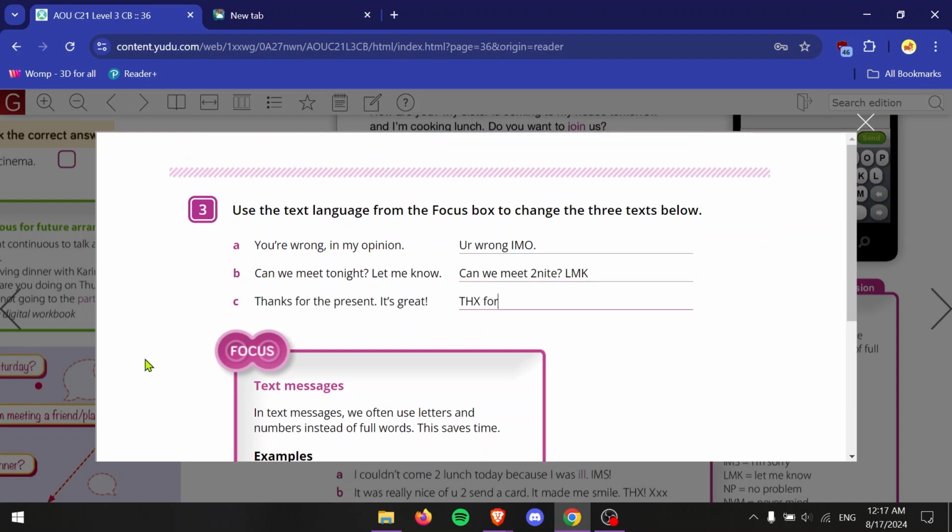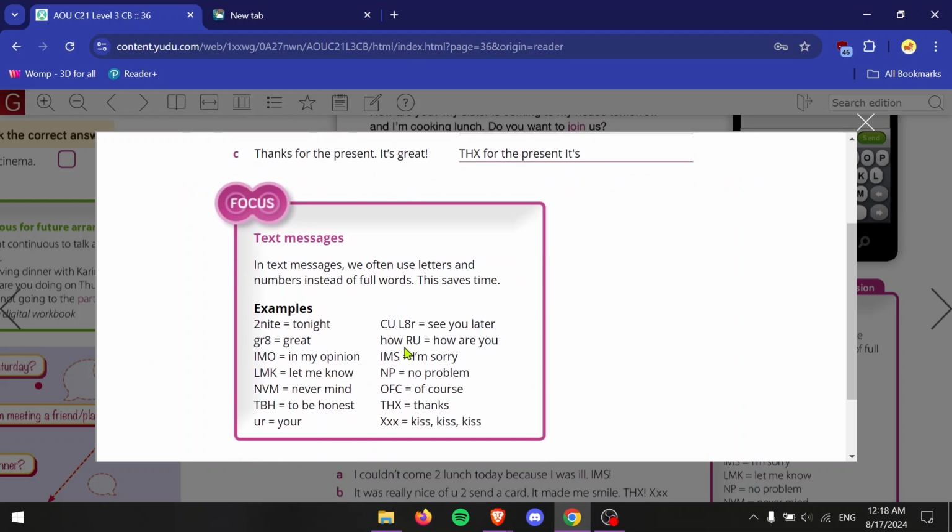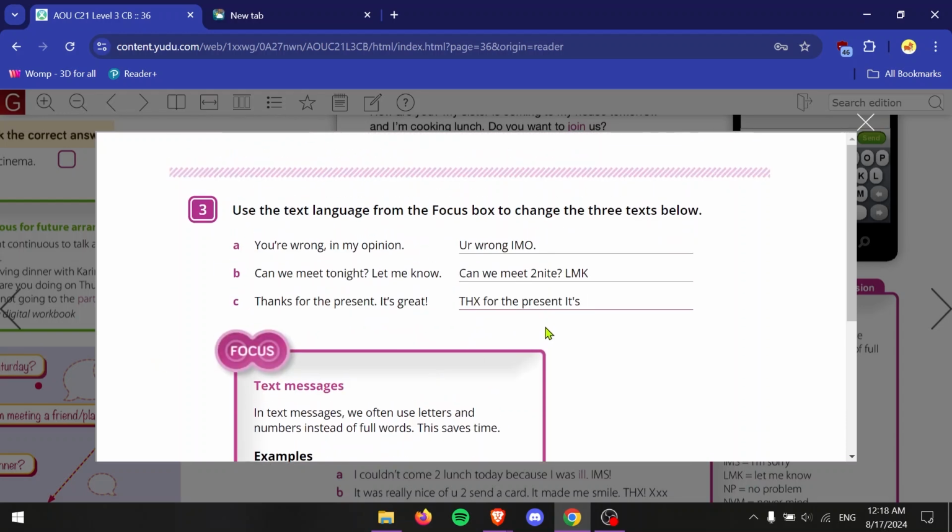Thanks for the present. And then I could say something like, remember, you don't have to use correct punctuation and stuff because it's texting. Although it is preferred, if you're using this abomination, people will probably understand you regardless. Thanks for the present. It's GR or GR and then 8. Great. I'll add an exclamation mark here.